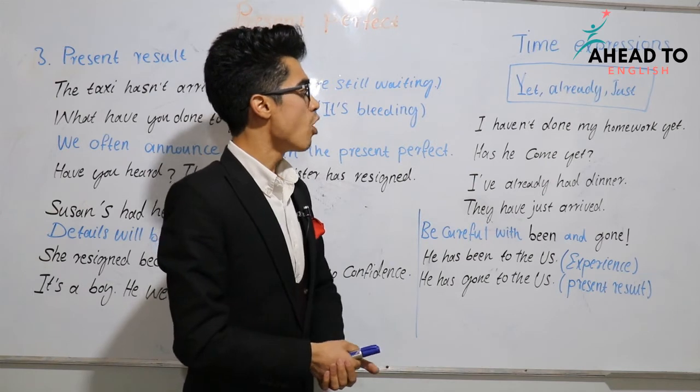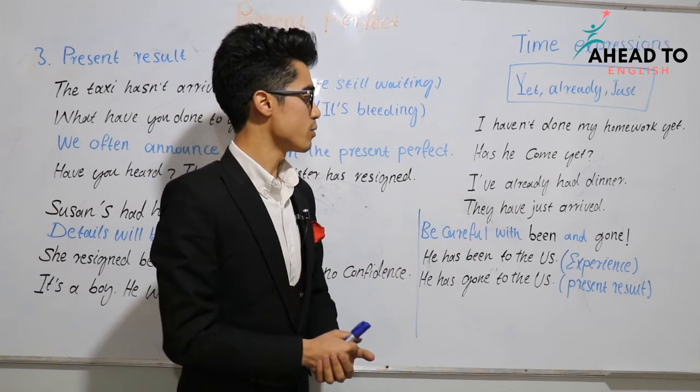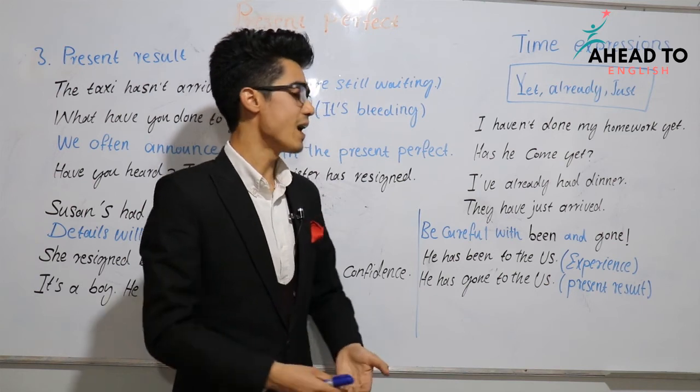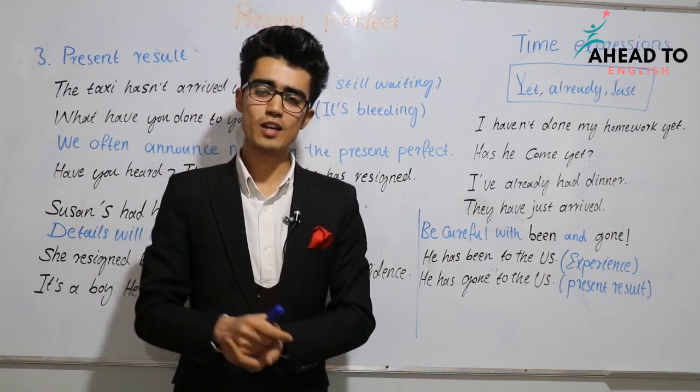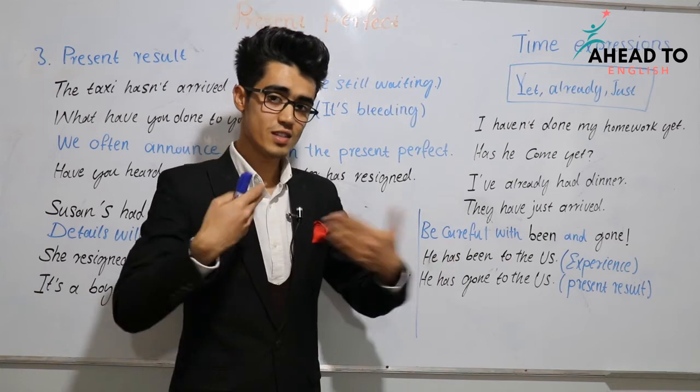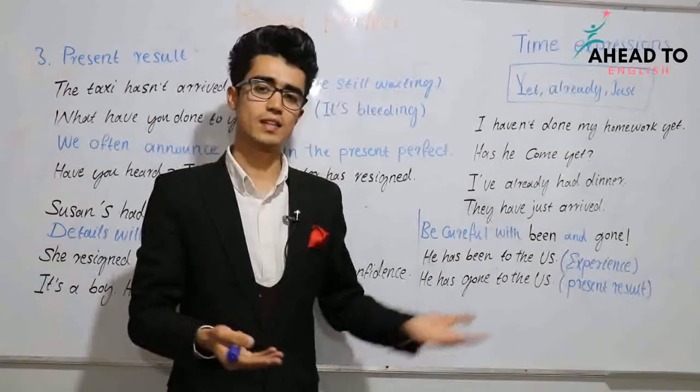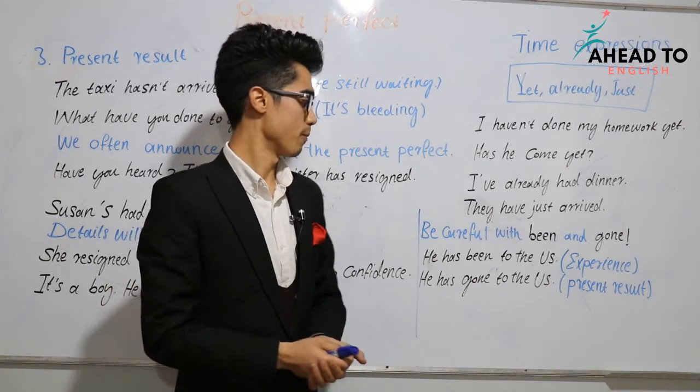خب already را در جملات مثبت استفاده میکنیم. مثلا I have already had dinner. یعنی ما قبلا شام خوردیم. خب نتیجه چیست؟ سیر هستم. They have just arrived. اونا همین الان رسیدن. Just چی معنی میده؟ همین اکنون.